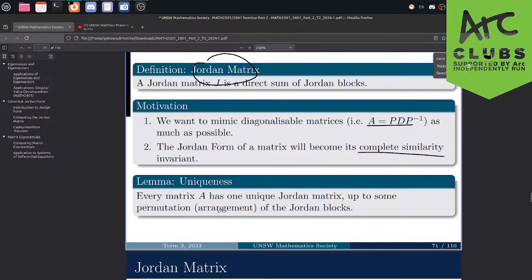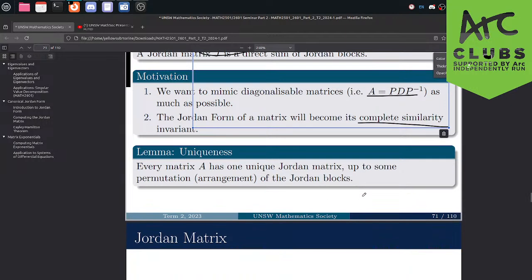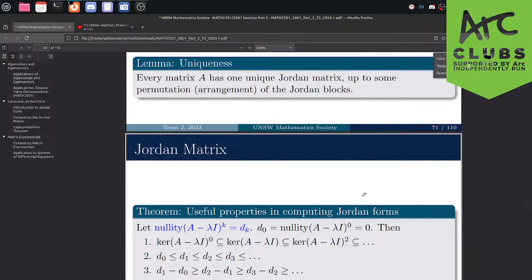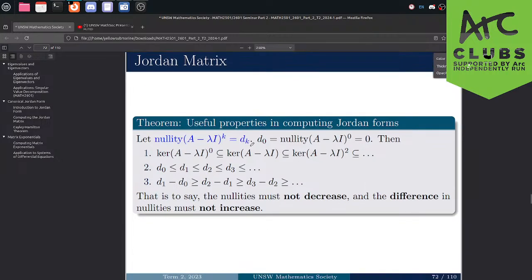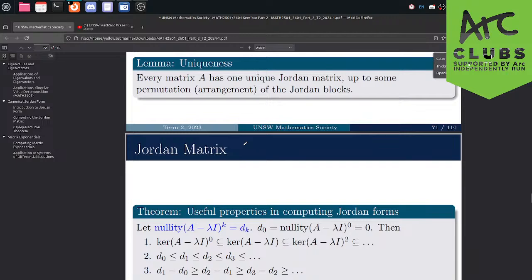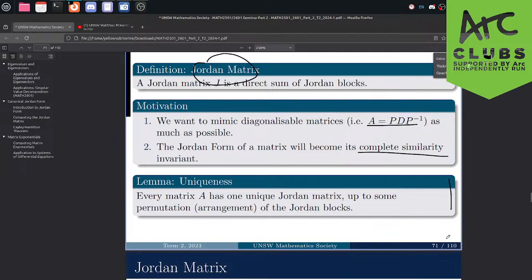So we say that it's a complete similarity invariant, which means that if you want to classify two matrices as being similar, all you have to do is check if their Jordan forms are equal, and that's it. And it's an if and only if. So if their Jordan forms are equal, they're similar. And if they're similar, then their Jordan forms are equal. Okay. Also worth noting that every matrix A has one Jordan matrix up to a permutation of the Jordan blocks. So this is kind of like factorization in a way, which is interesting.